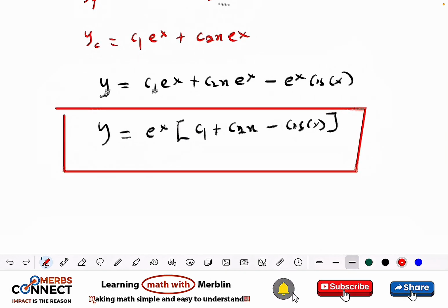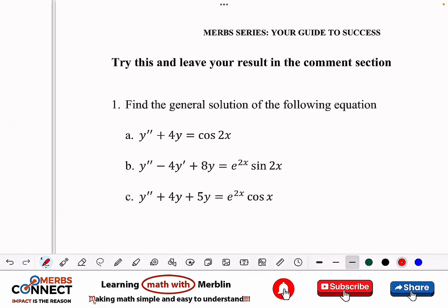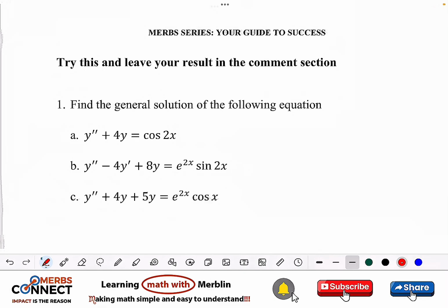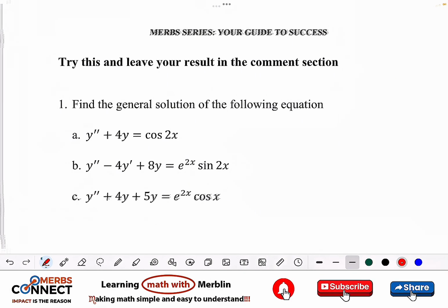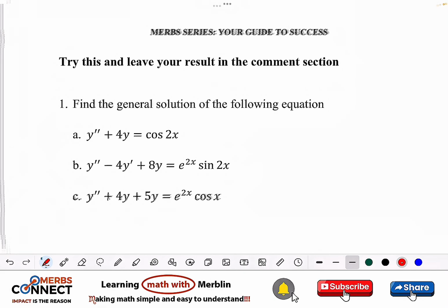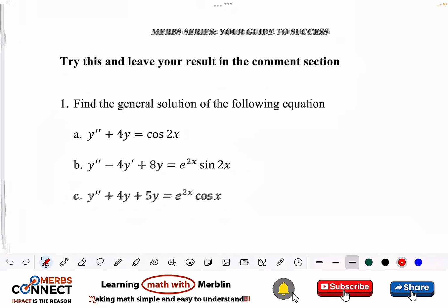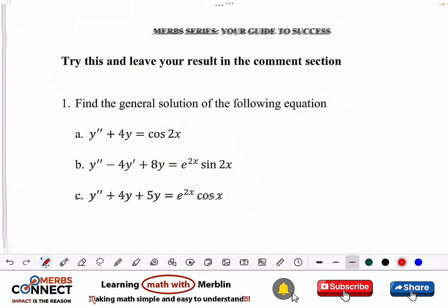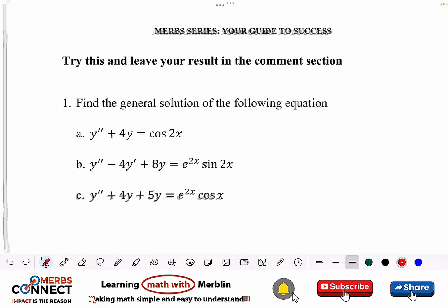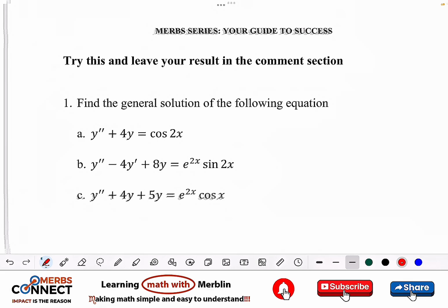So we've gone through all the 4 methods. The first method with exponential function, the second method with polynomial function, the third method with polynomial and exponential function, and then the fourth method with exponential functions and trig functions.